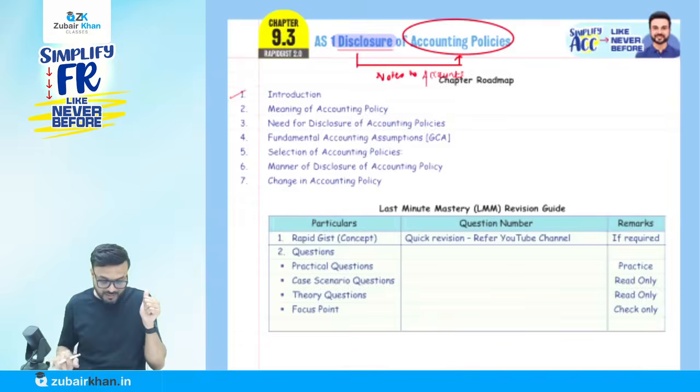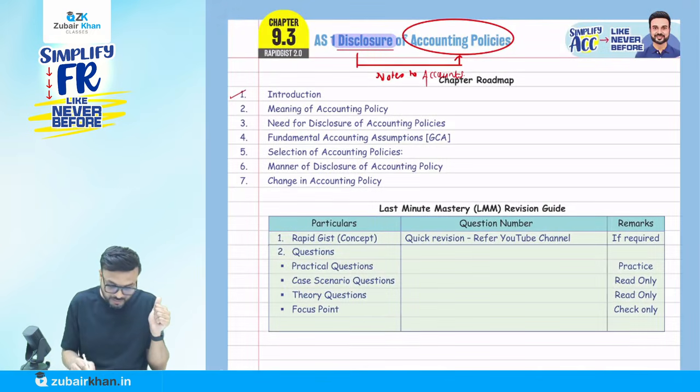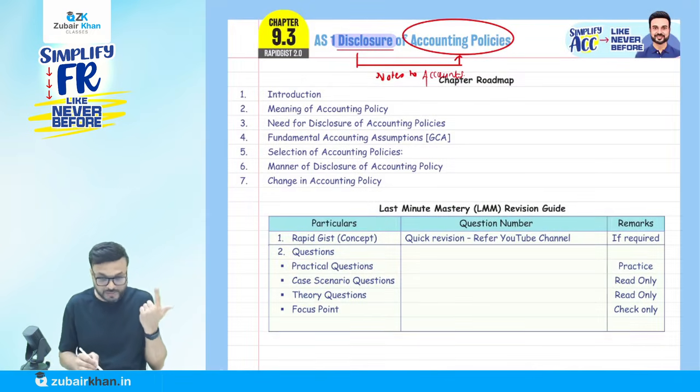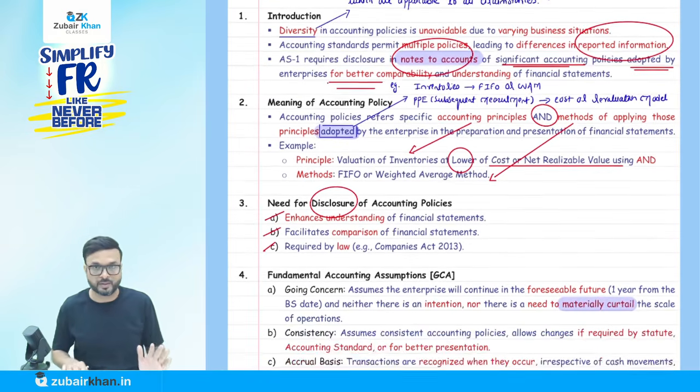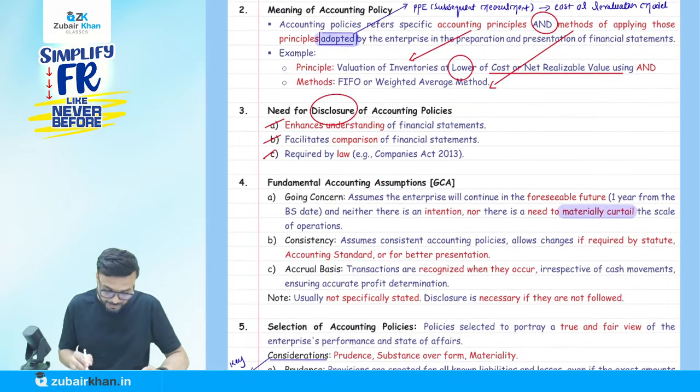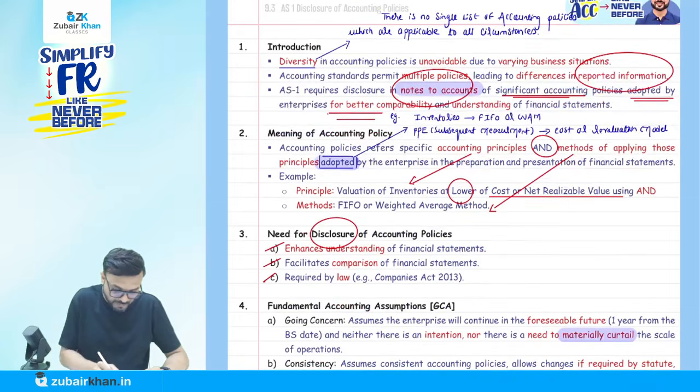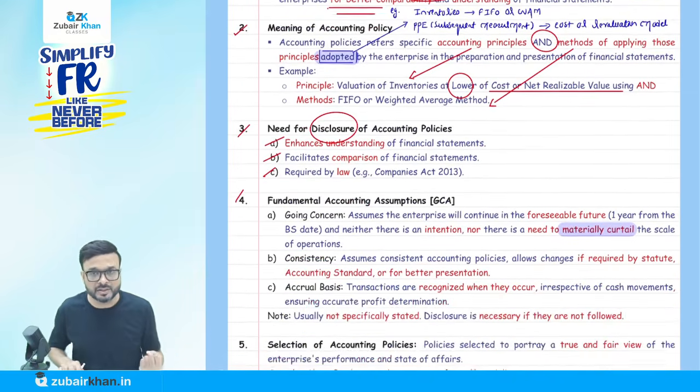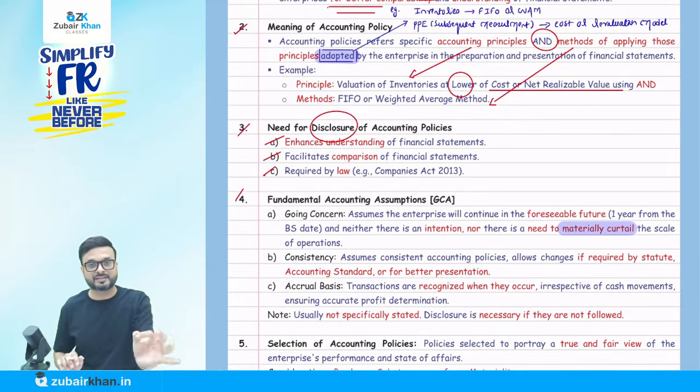So first we discussed the introduction, then the meaning of accounting policy, and then the need for accounting policy. Now the next thing is very important: fundamental accounting assumptions. When I say fundamental accounting assumptions, remember GCA. You will say, what is this GCA? Going concern, consistency and accrual.